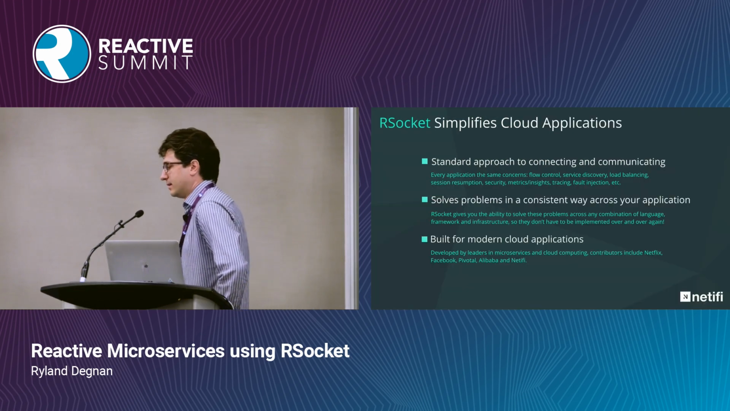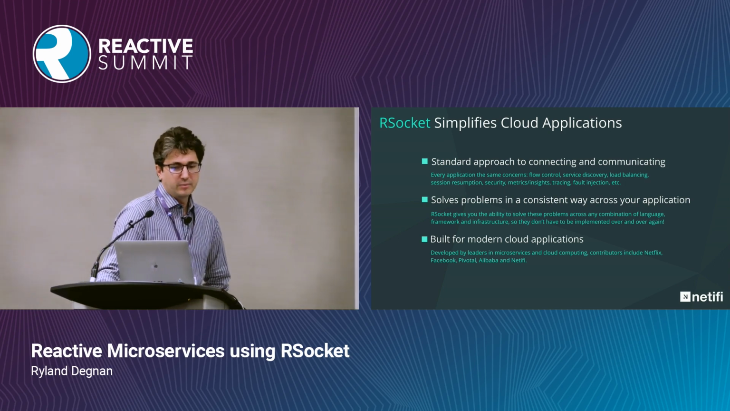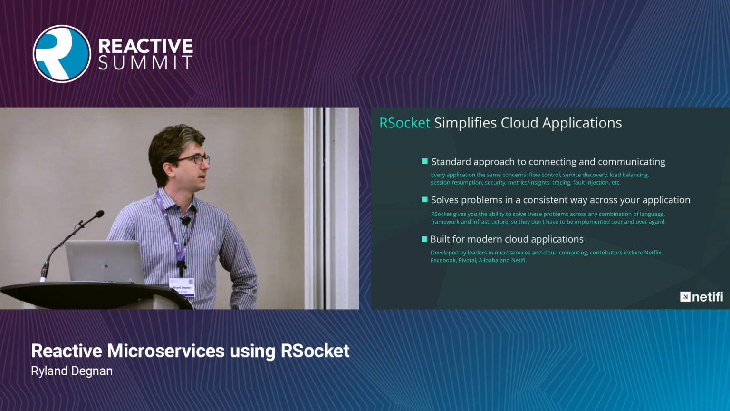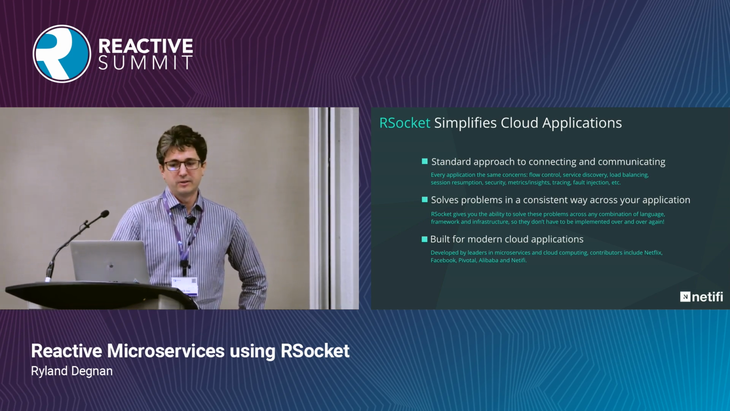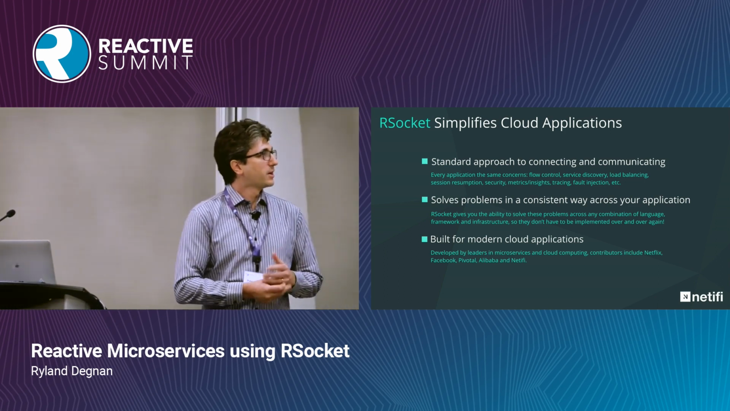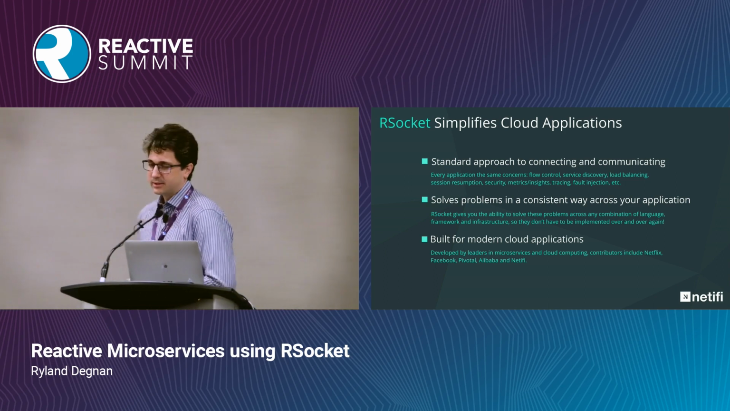RSocket is designed to simplify the problem of cloud communication by taking this same set of problems that all applications in the cloud have and solving them not in one library on one platform, but at a protocol level, so you can have interoperability between the different parts of your system.